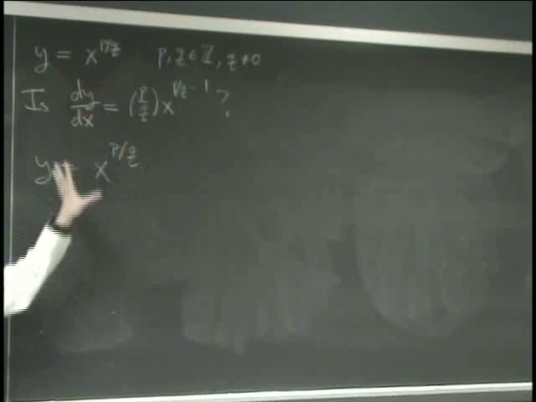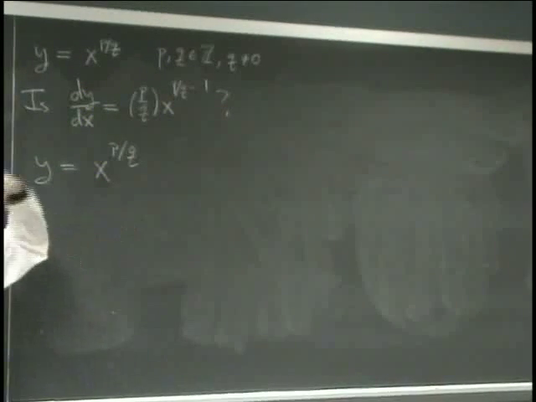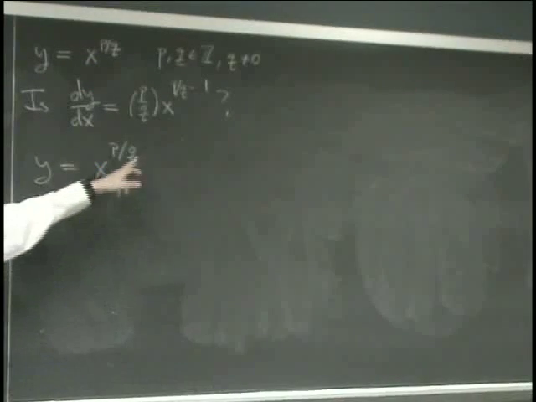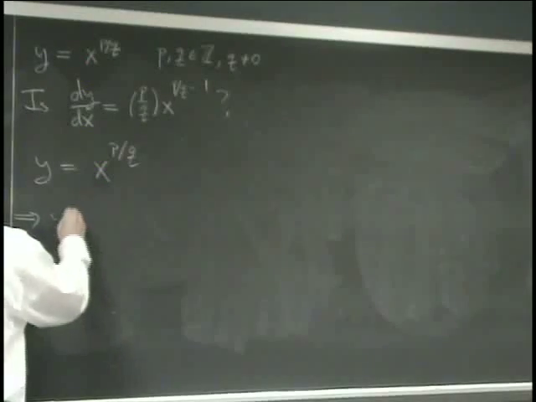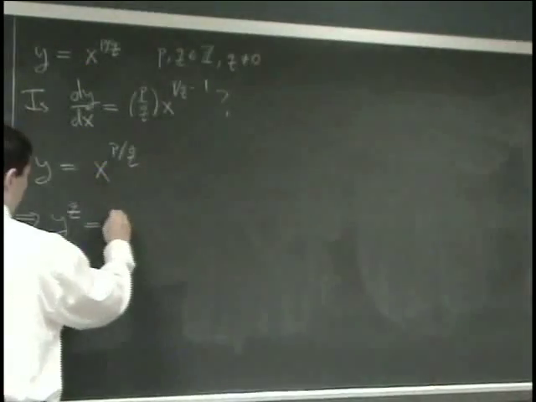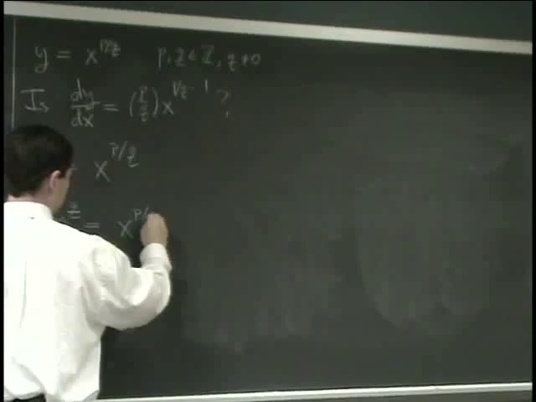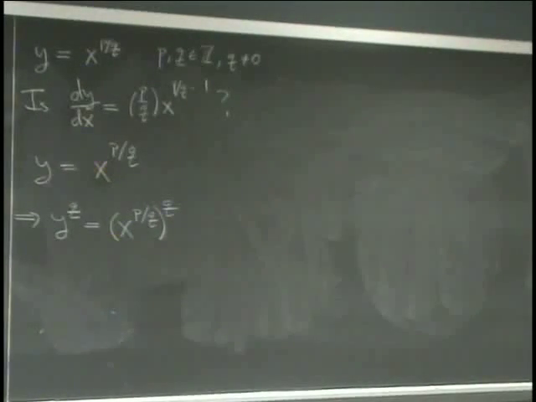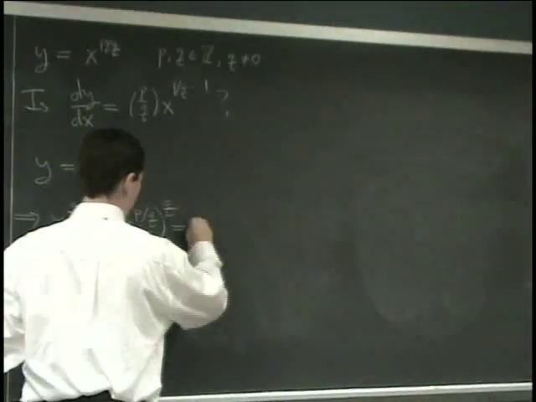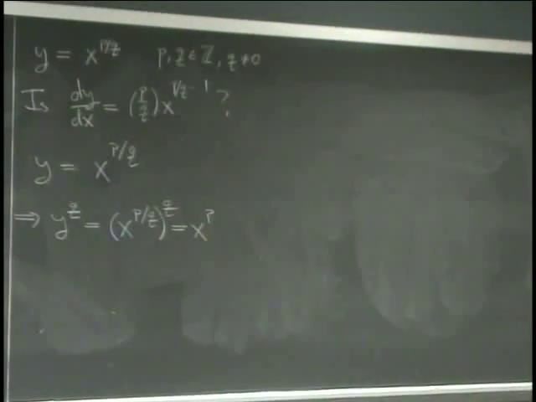If I wanted to somehow get rid of this over q business, could I do something to this side of the equation to solve it? Here I've taken a qth root, and that's why I get this fraction. How could I get rid of a qth root? Raise it to the q, right? If I raise one side to the q, I have to raise both sides to the q. And the reason we did this is because that's now x to the p.